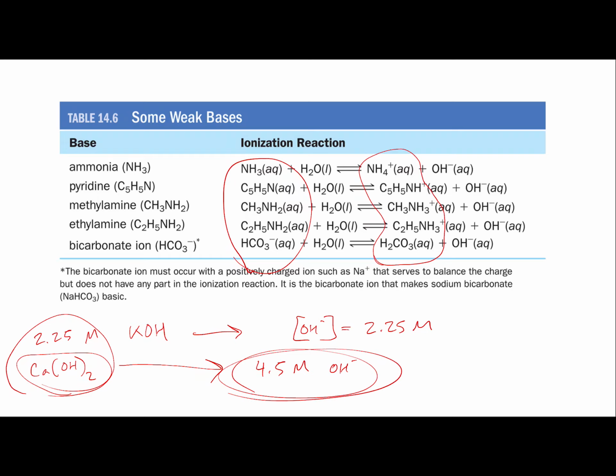The other thing would be if it's a weak base, all we would be able to say is that it's somewhat less than 2.25, if it was a weak base. I don't believe there are any weak bases that give you multiple hydroxides. So you're either going to be dealing with a multiple hydroxide type strong base or a weak base that only has 1 hydroxide.